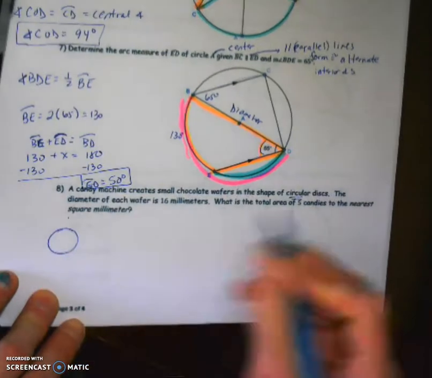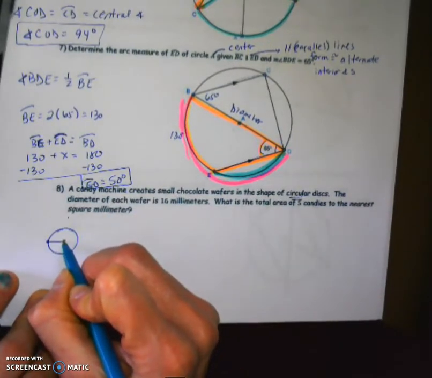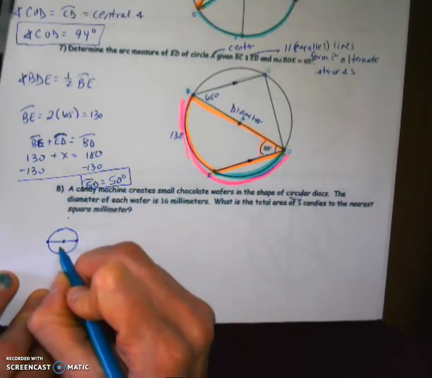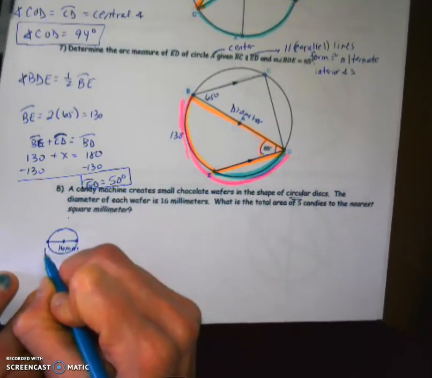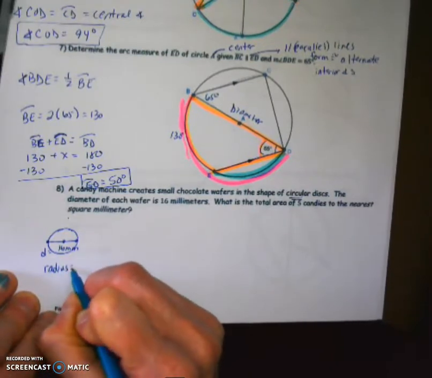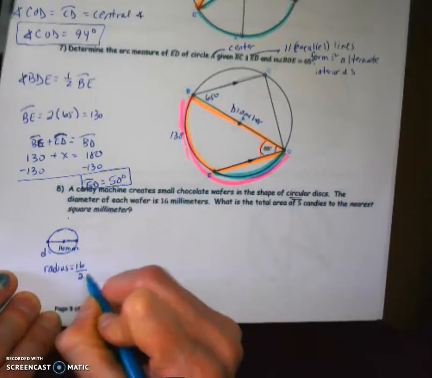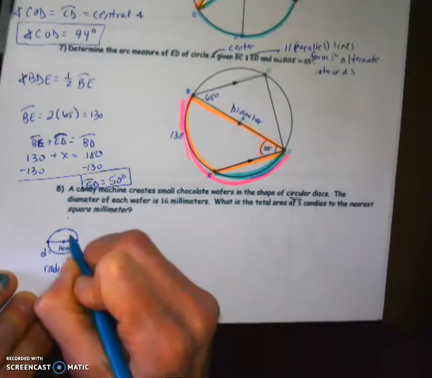Circles, okay. The diameter, which is the distance from one side through the center to the other side of the wafer, is 16 millimeters. That's the diameter. Well, whenever they ask me for the diameter, they typically ask for the radius. So right away, I know the radius is half of the diameter, so 16 divided by 2, or 8 millimeters.